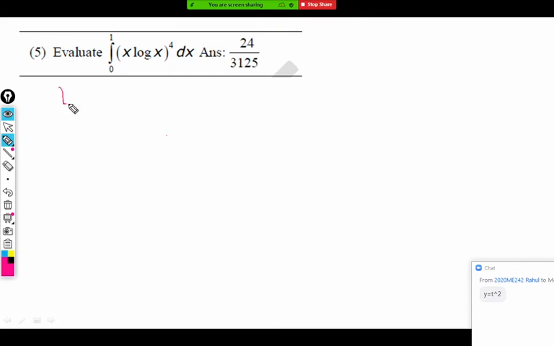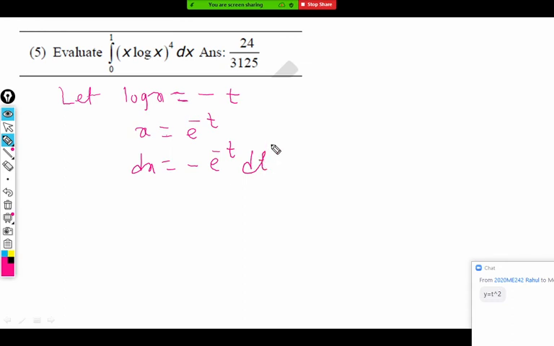So the substitution will be: let log x equal minus t. So x becomes e raised to minus t, which we want. So dx becomes minus e raised to minus t dt. Not only that, the limit also goes to the required form. If you observe the limits, x limit is 0 and 1. So when x is 0, log 0 is undefined, log 1 is 0.